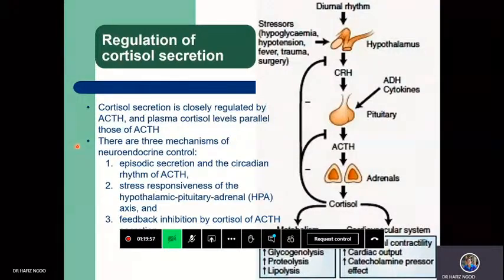Okay, and this will basically abolish the circadian periodic response. It means they override the circadian. If there is no stress, basically your cortisol secretion is based on the circadian, that means the rhythm.